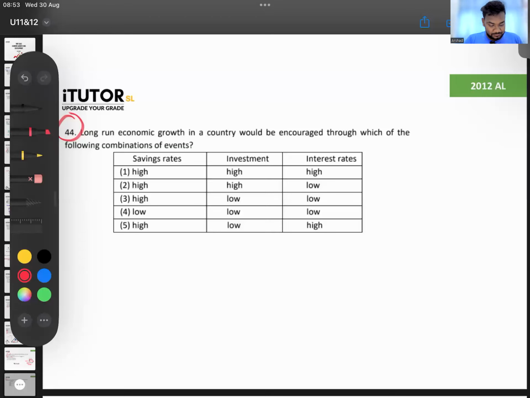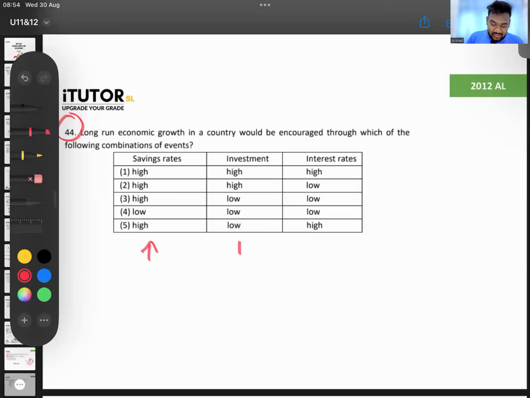What should happen? So think, guys, remember in unit number 1, we learned the connection between savings, investments, and capital accumulation. The more savings, the more money there is for investment. More money for investment means the capital in the country grows, leading to economic growth. So savings rates, guys, have to be high. What about investment? No point if people are saving if that money is not channeled to investment.